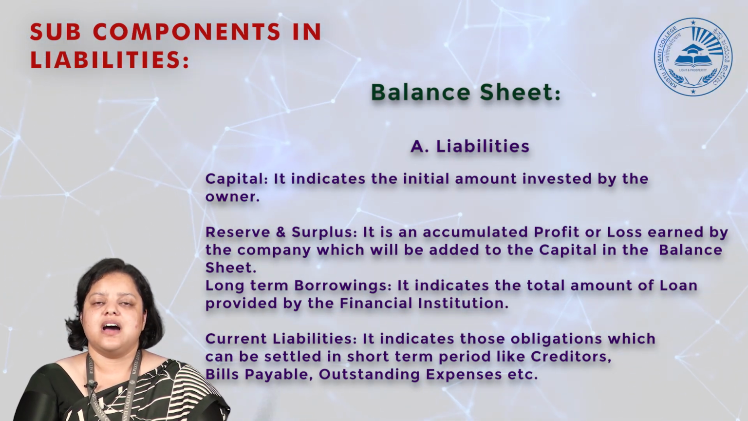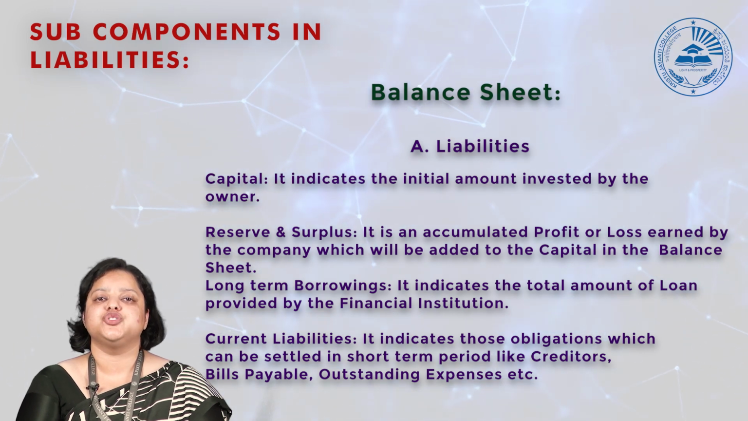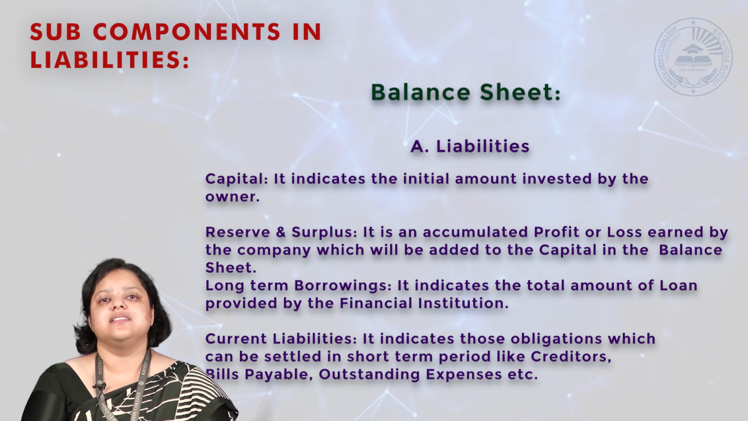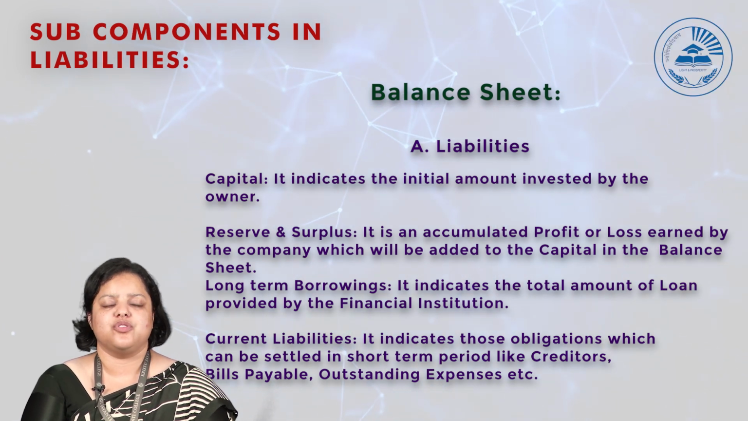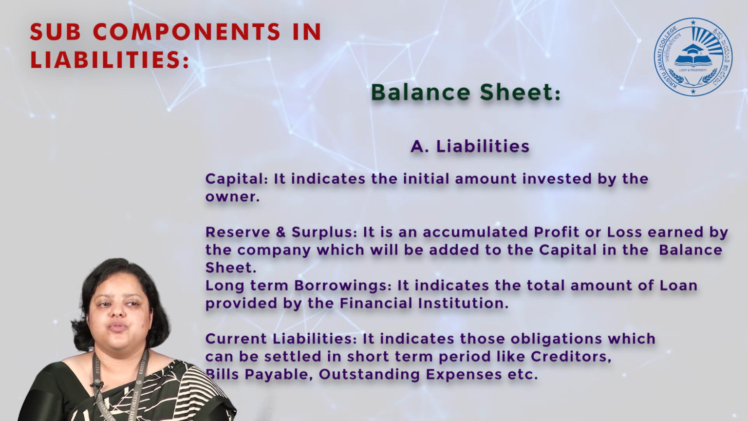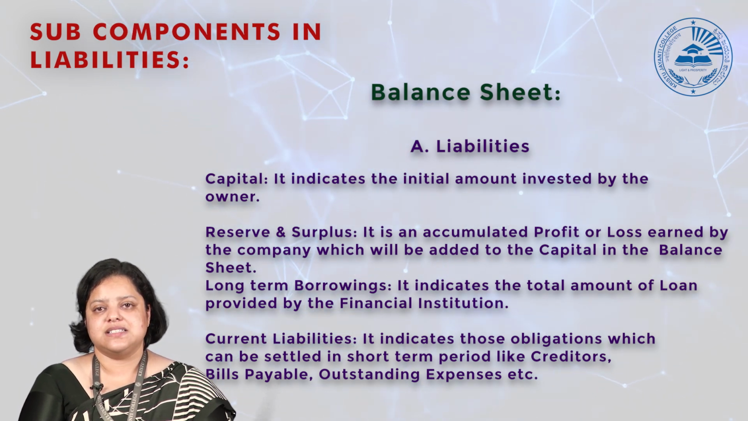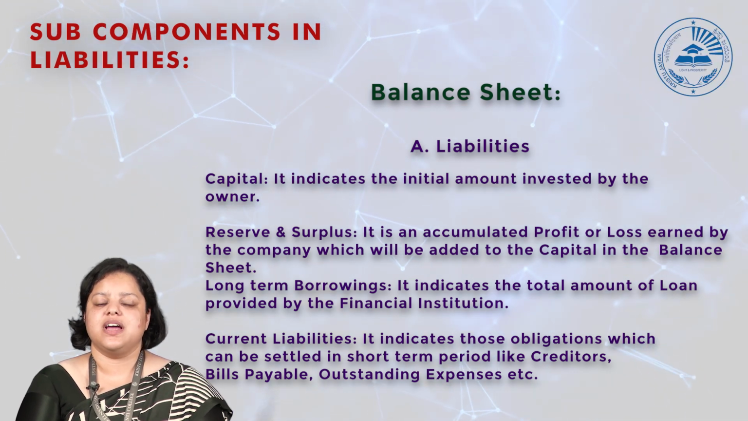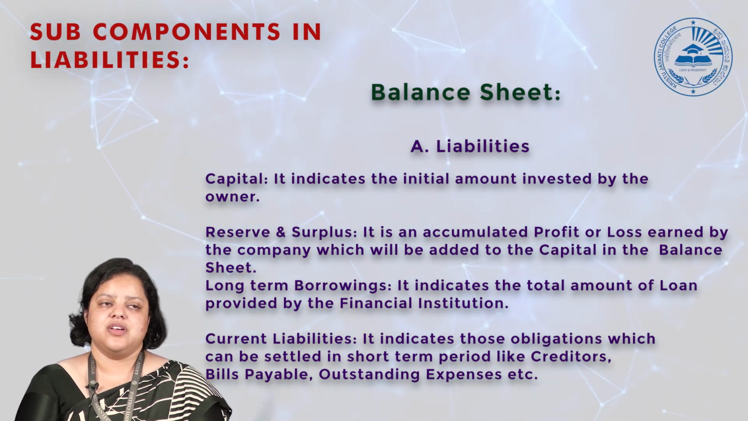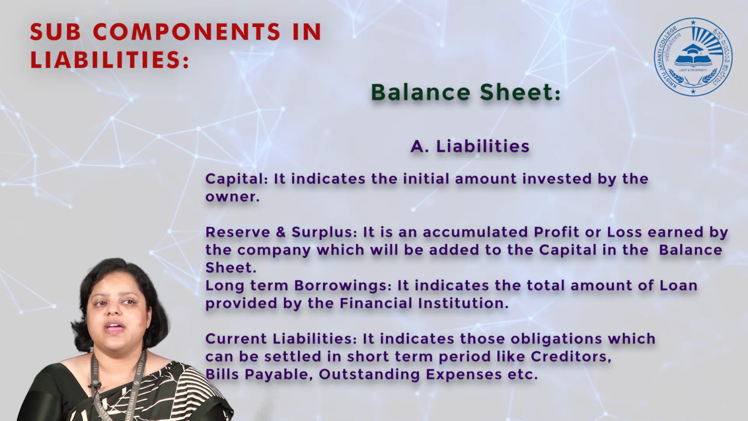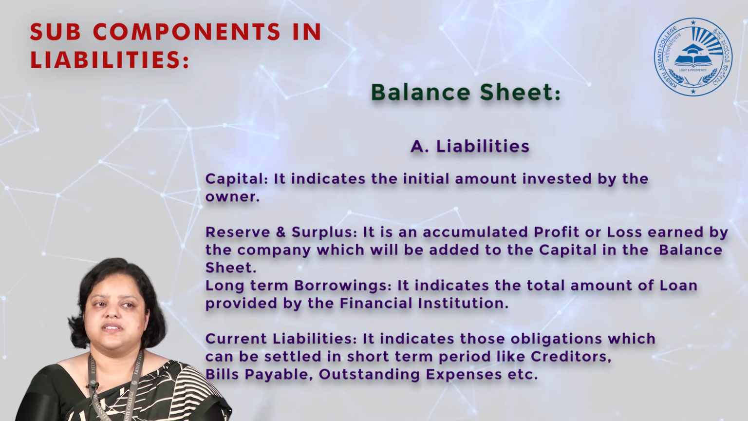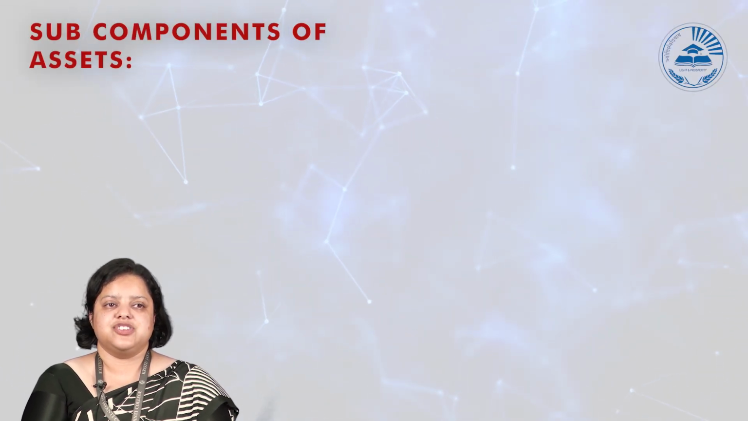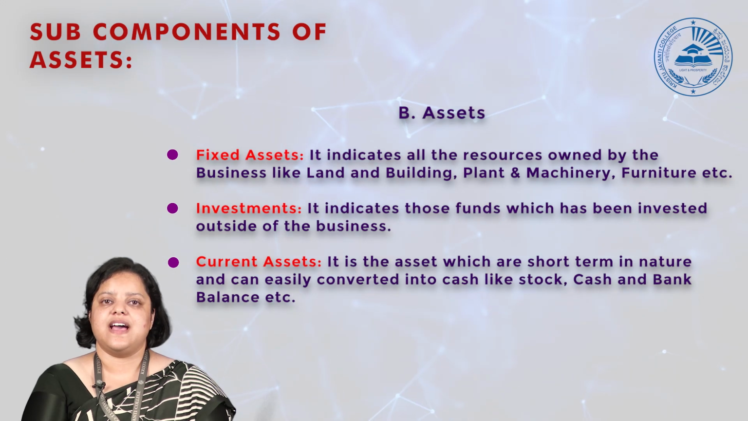Current liabilities are those kinds of obligations which are short term in nature. Short term means we can easily pay this kind of obligation within 1 month or 2 months. For example, we are having creditors, bills payable, outstanding expenses. These are the different kinds of items we are having under current liabilities. So under liabilities we are having four headings: capital, reserve and surplus, long term borrowings and current liabilities. Let us check what subheadings we are having under assets.